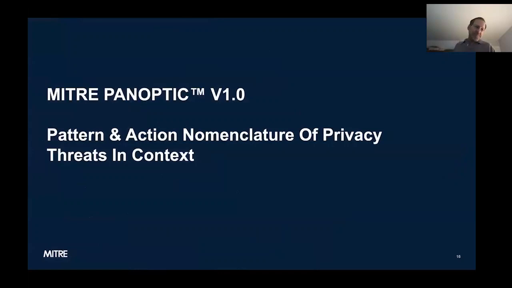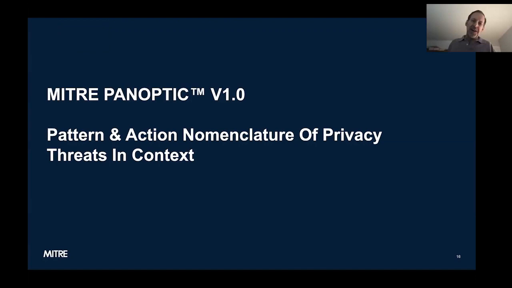All right. So that brings me to Panoptic. And you've probably been wondering, what the heck does Panoptic stand for? Does it stand for anything? Well, here you can see what it stands for: the Pattern and Action Nomenclature of Privacy Threats and Context. And it's at this point that I will note that developing Panoptic has been very much a team effort. I'm the one here today speaking to you, but Panoptic is the product of a lot of hard work by a lot of people other than myself.